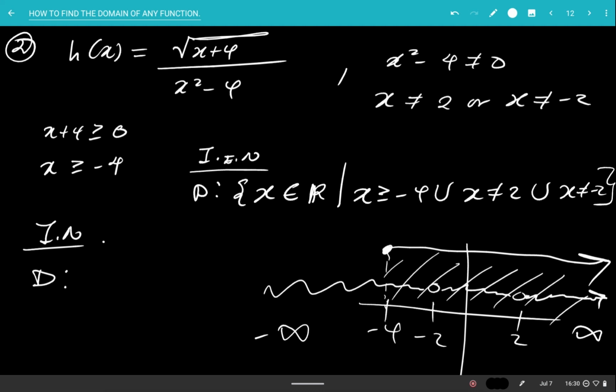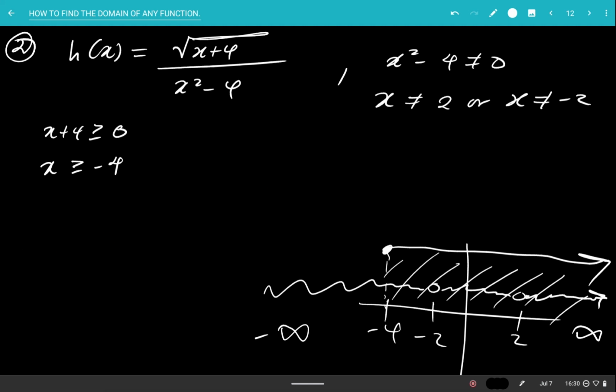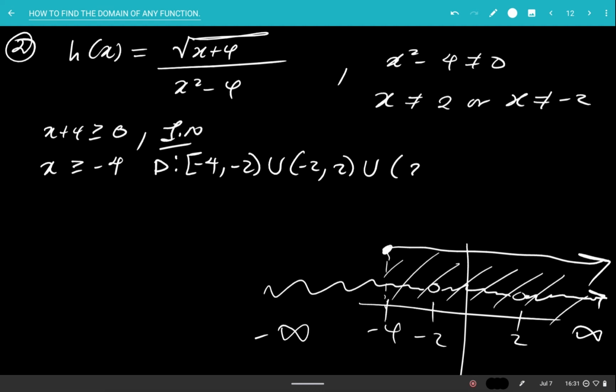So this means that if I apply interval notation, my domain will be minus 4 to minus 2, in union with minus 2 to 2, in union with 2 to positive infinity. And that is the domain. Alright, so that's how you go about finding the domain of these conditions.